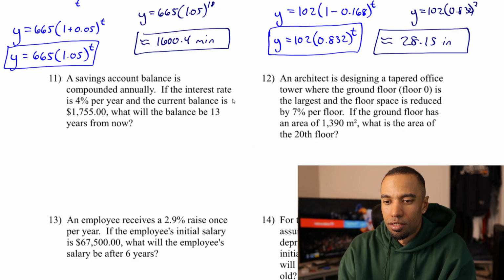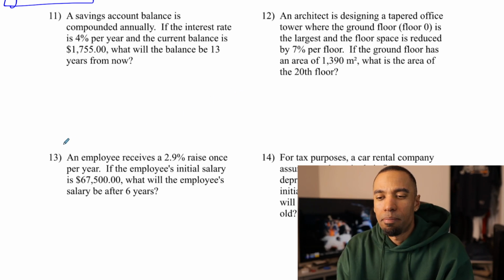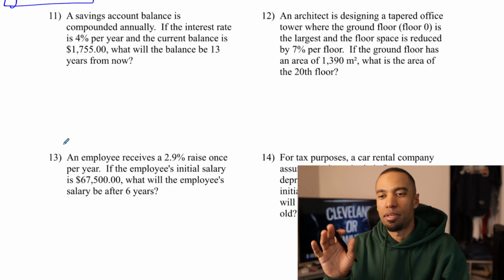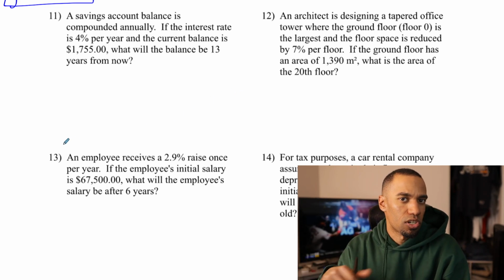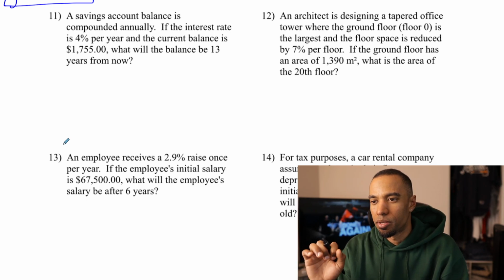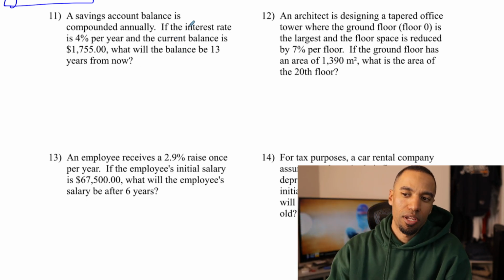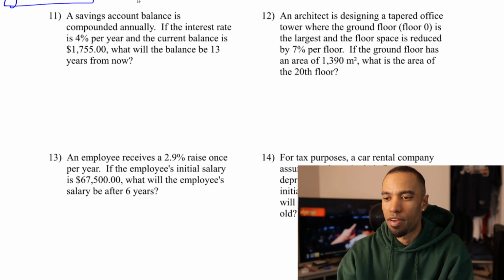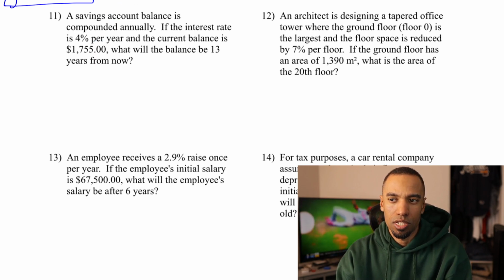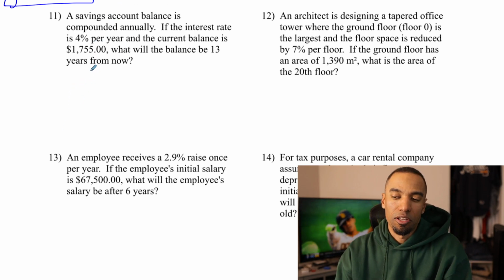All right, number 11. A savings account balance is compounded annually. All that means is at the end of the year, that's when they start to add the stuff in. Don't worry about that too much. If the interest rate is 4% per year and the current balance is $1,755, what will be the balance 13 years from now? What will the balance be?